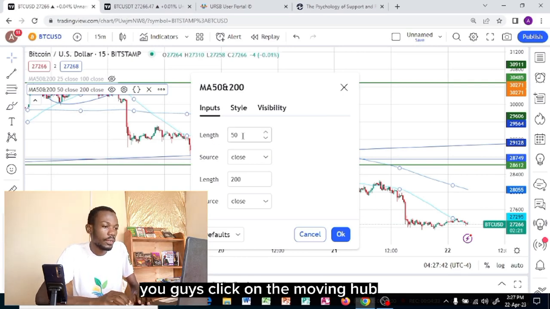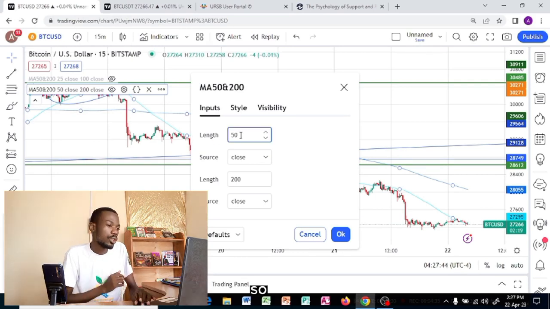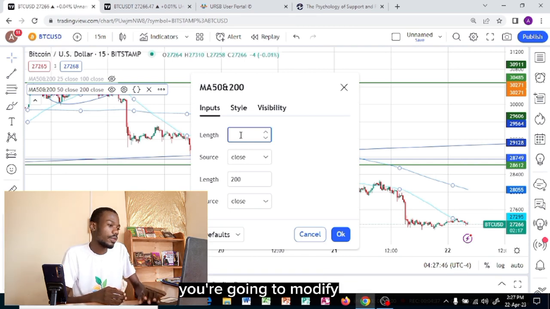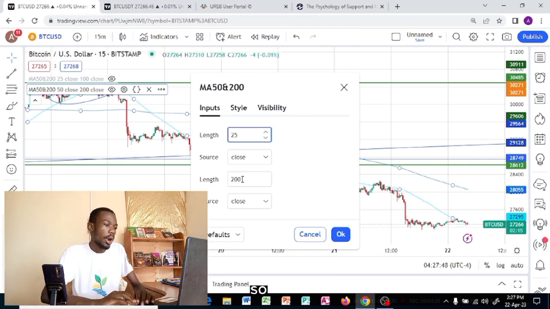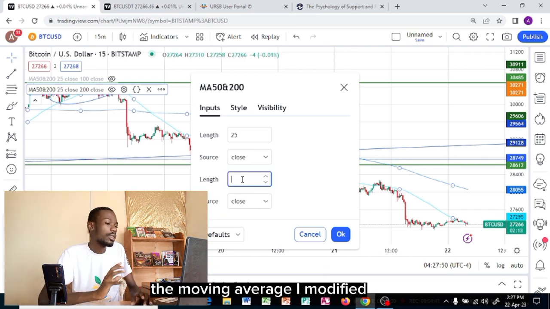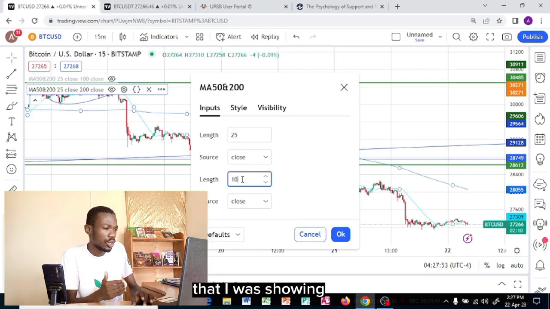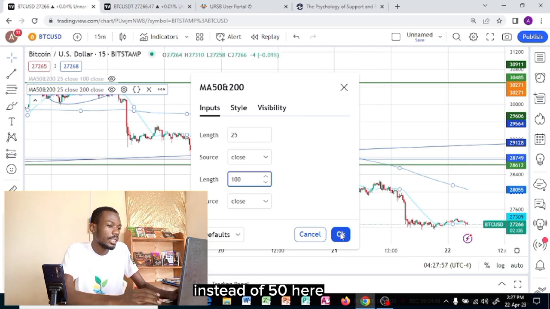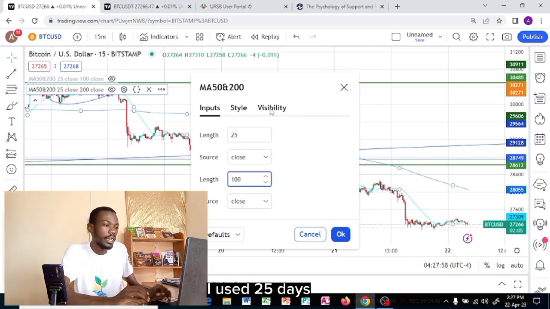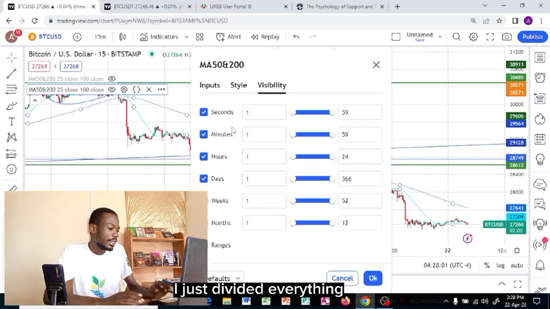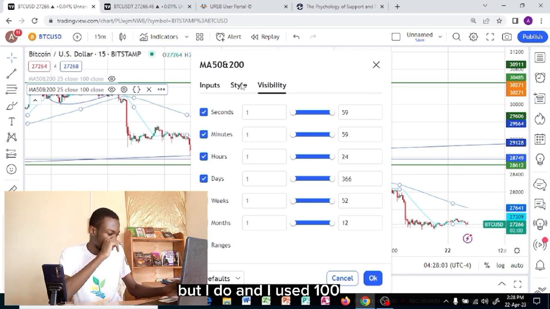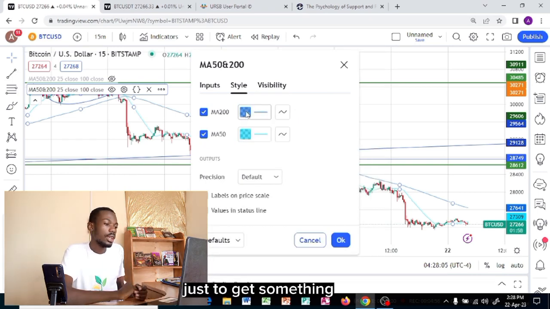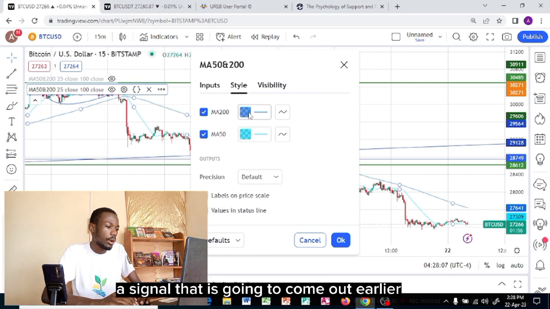You click on the moving average, then click on settings here. You're going to modify its appearance. For the moving average I was showing, I used the same moving average, but instead of 50 in the setting, I used 25 days. Then instead of 200, I just divided everything by 2 and used 100, just to get a signal that is going to come out earlier.